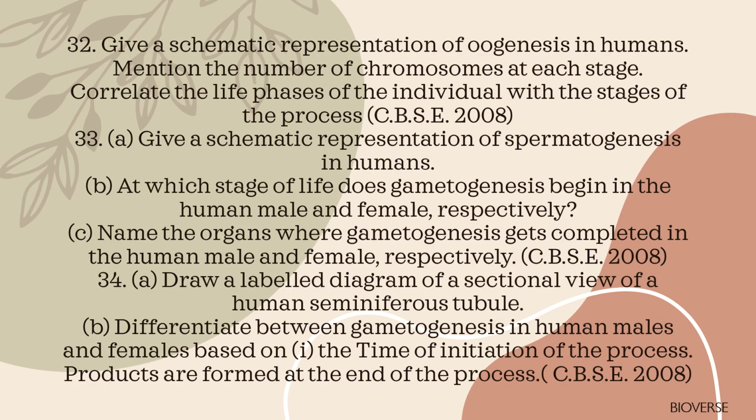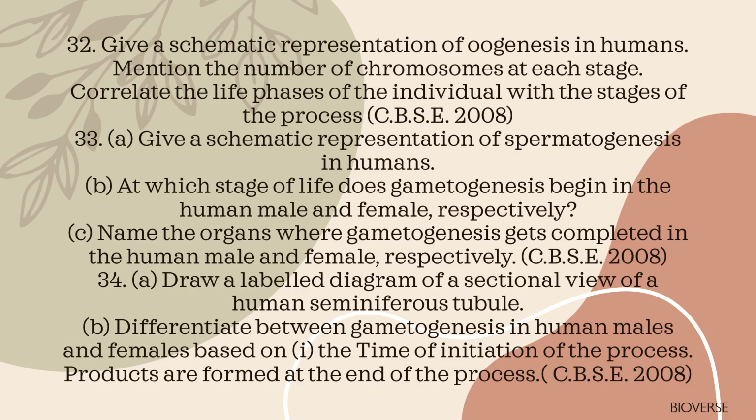Question 32. Give a schematic representation of oogenesis in humans. Mention the number of chromosomes at each stage. Correlate the life phases of the individual with the stages of the process. Answer. Oogenesis starts before birth in females. Oogonium, 2N, 46 chromosomes, present in fetal ovaries.